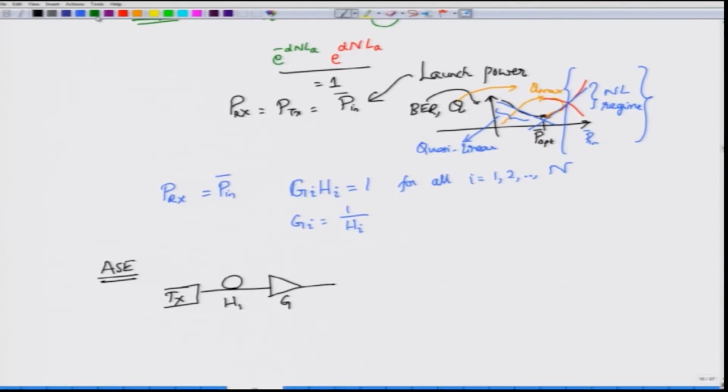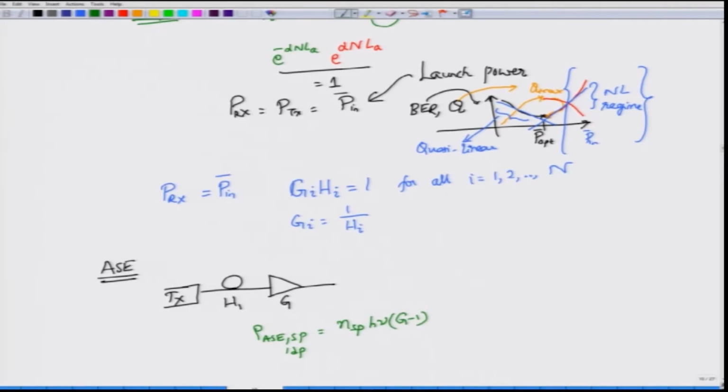Now, you recall that we had looked at the noise spectral density, correct, for a single polarization or for dual polarization. This noise spectral density for a single polarization was given by NSP times h nu, nu being the mean optical frequency or the carrier optical frequency in our case, times G minus 1, correct.